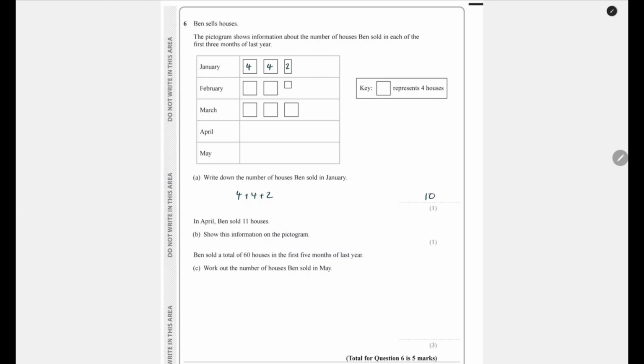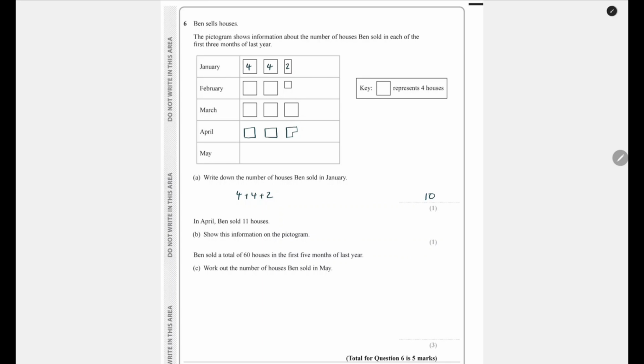In April, Ben sold 11 houses. Show this information on the pictogram. So one box represents 4, so that's 4. Another box represents 4, that's 8. And now we need to show 3 more houses, so it's going to look like that.